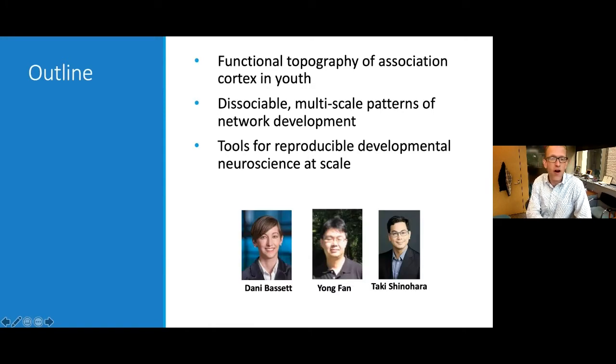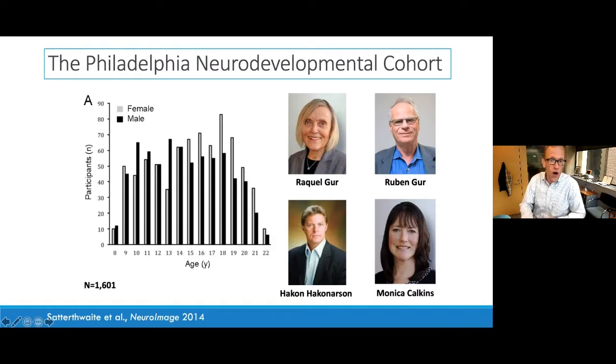And I want to say at the beginning that all the work I'm going to show you relies on just incredible trainees in the lab, but also amazing collaborators here at Penn. And without these collaborators, really none of the work would be possible. I especially want to give a shout out to Danny Bassett, network scientist, Yong Fan in machine learning, Taki Shinohara for imaging statistics. Also, all the data I'm going to show you comes from one data set that was collected at Penn, the Philadelphia Neurodevelopmental Cohort. It's a large-scale imaging study, including 1,600 kids who were scanned at a single site within 2 years. It was led by Raquel Gur and Hakon Hakonarson, along with Ruben Gur and Monica Calkins.